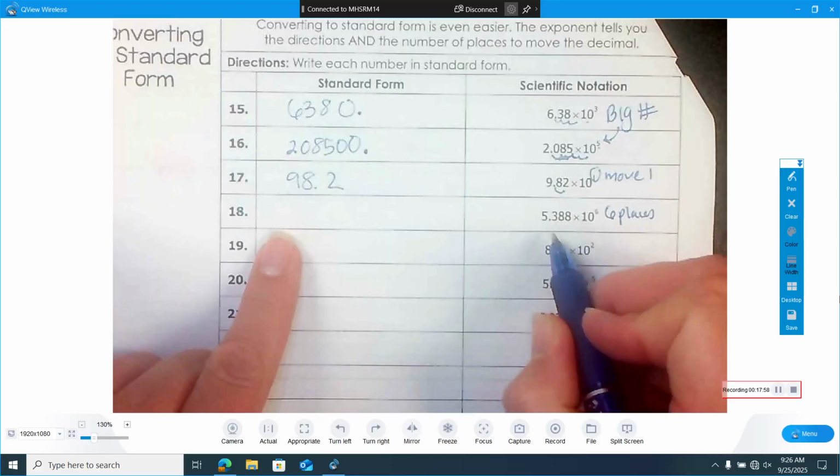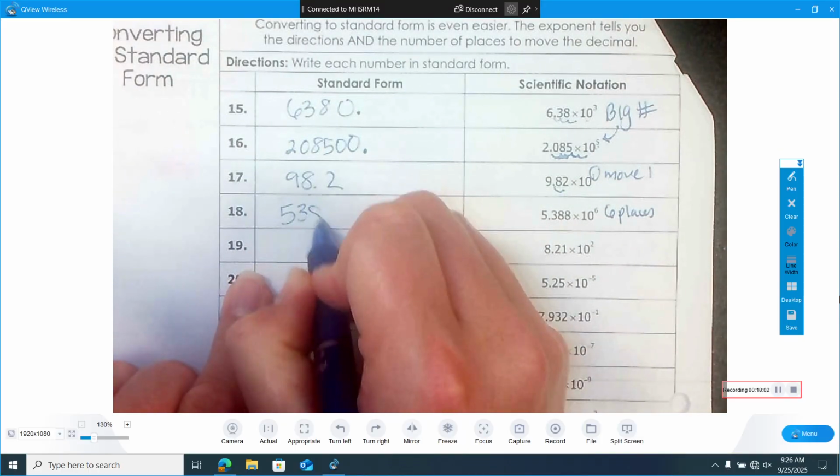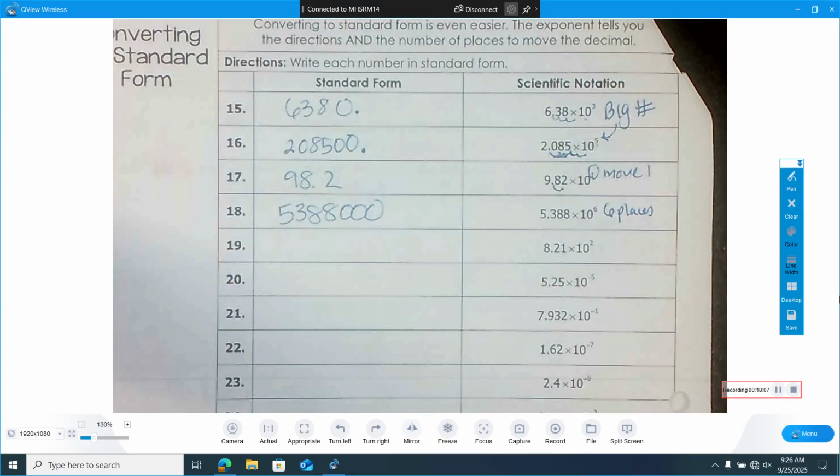So I have, on this decimal, I have 3 places. So I'm going to move those 3 places. And then I need 3 more zeros to move 6 places.